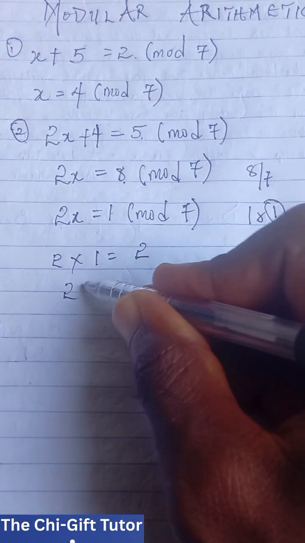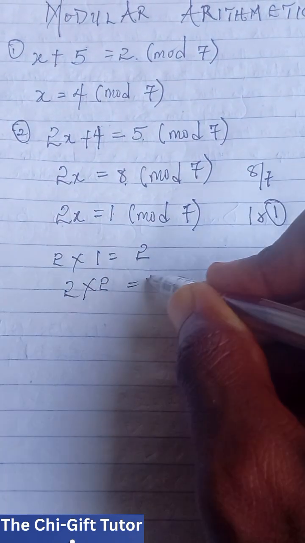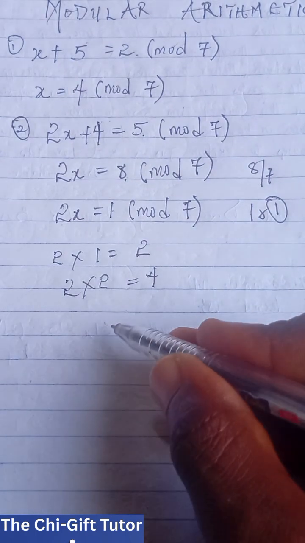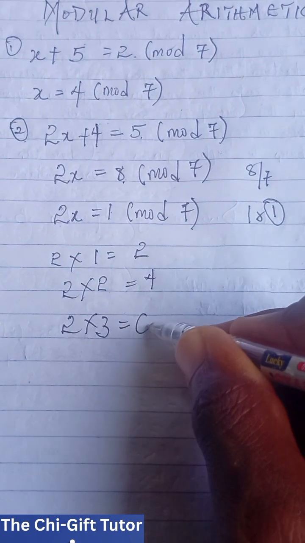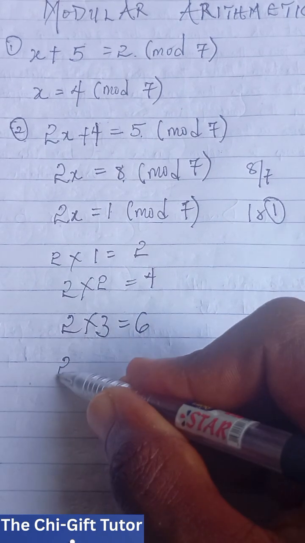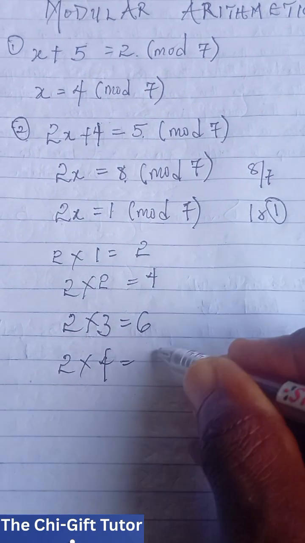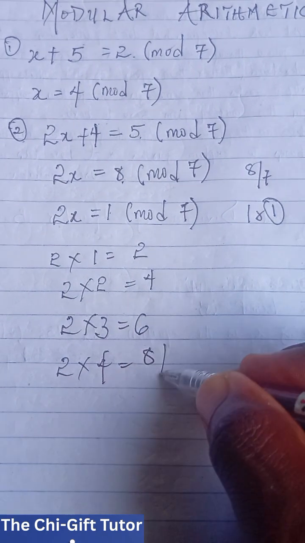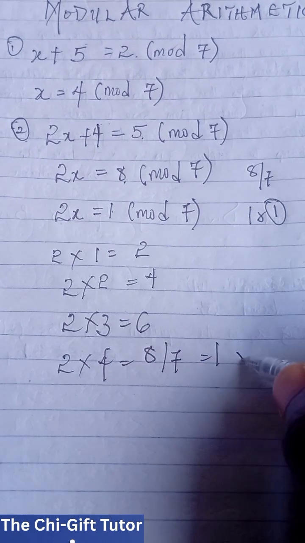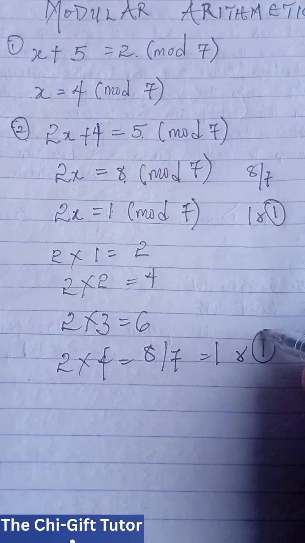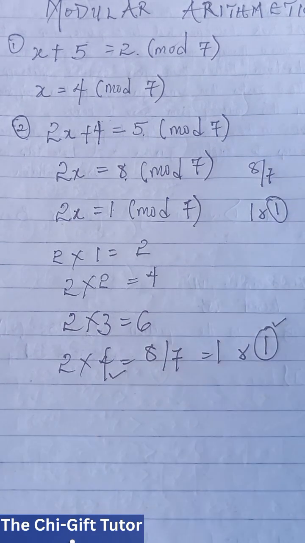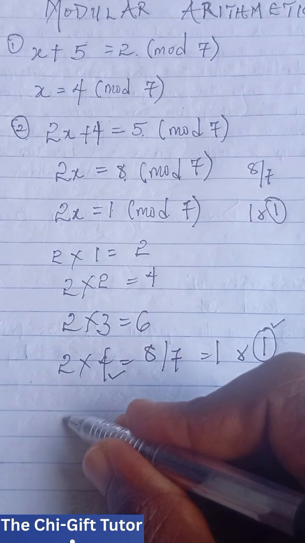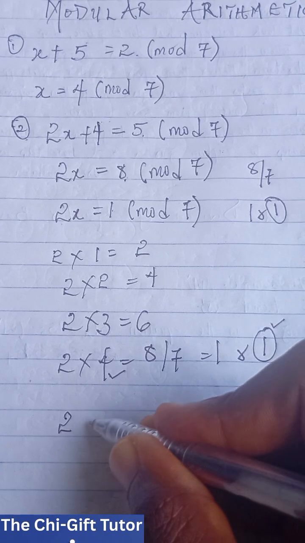2 times 2 will give us 4. We've not got what we're looking for yet. 2 times 3 gives us 6. We've not gotten it yet. And then 2 times 4 is 8. 8 divided by 7 will be 1 remainder 1. So this is 1, what we're looking for. And the number we used in getting that was 4.